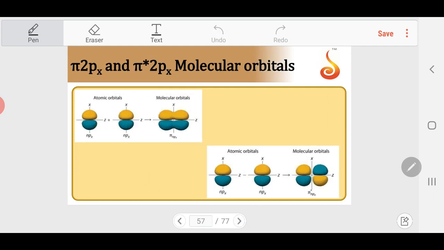Same way for pi orbitals, they are lateral overlapping. You can see the yellow one overlapping with the yellow one becomes a yellow lobe and a bottom blue lobe. So, this is pi molecular orbital pi 2px. Here you can see the yellow, blue and yellow lobes. If yellow is plus, then blue is minus. Here also plus, minus, but the overlapping is plus, minus, minus, plus. So, this is anti-bonding pi star 2px.